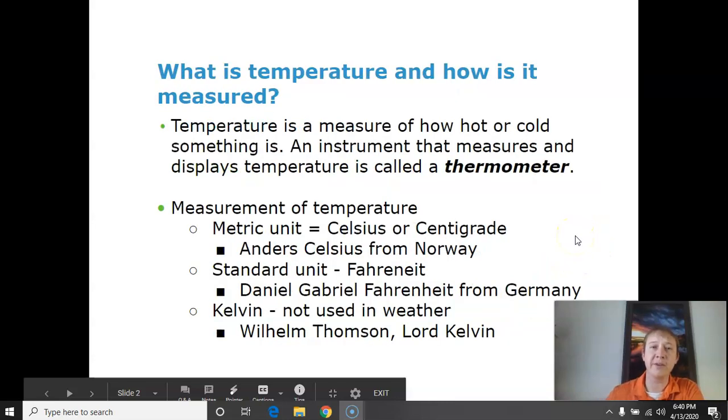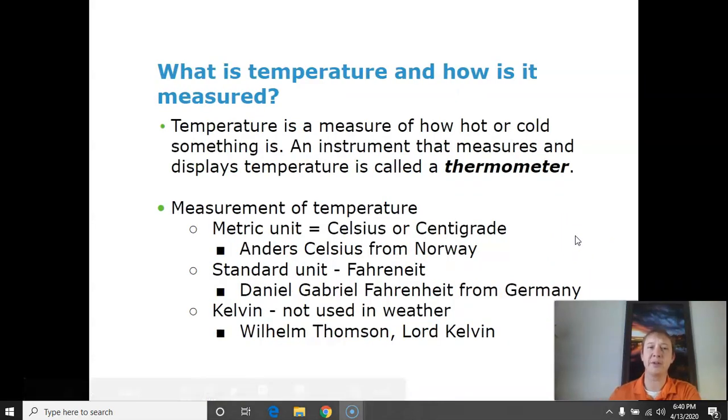So the first thing we have is temperature. We're looking at what temperature is and how it's measured. Temperature is simply how hot or cold something is. We normally use a thermometer to measure and display it. We have a few different types of thermometers that can be used to do the measurements.